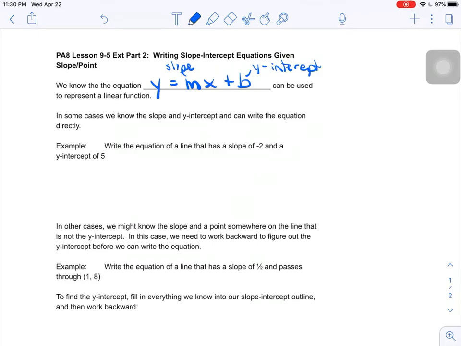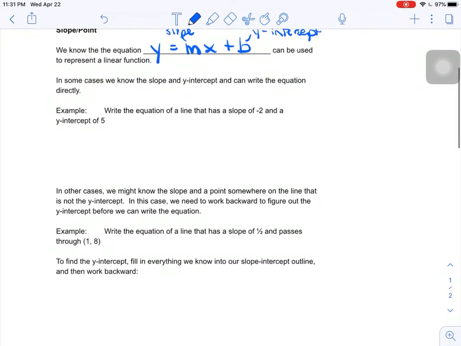Now, this works all well and good when we actually have the slope. I just realized I forgot the c and intercept. When we have the slope and the y-intercept. But sometimes we might have information about a line where maybe we know the slope and the information we're starting with is some point somewhere else on the line that's not the y-intercept. And that's what we're going to talk about today: if I have the slope and a point other than the y-intercept, how can I use that to figure out the y-intercept so that I can write my equation using my outline?